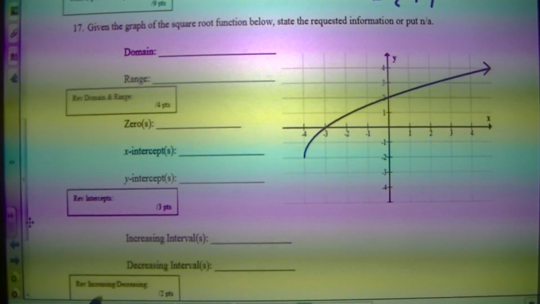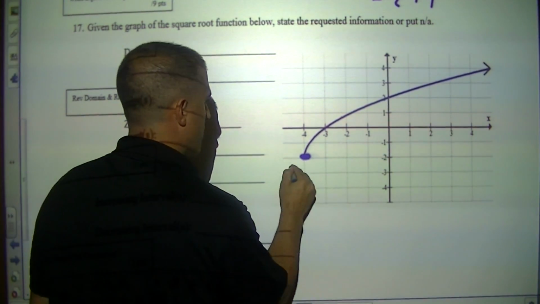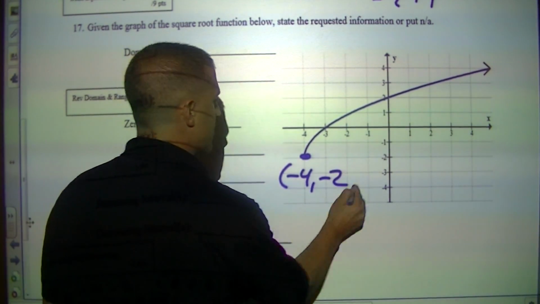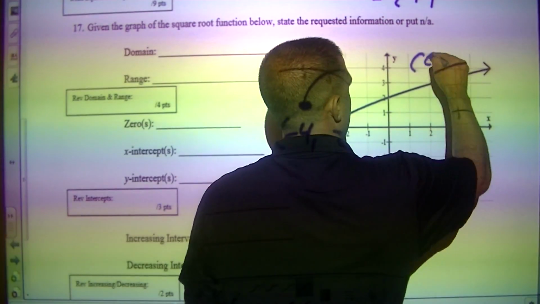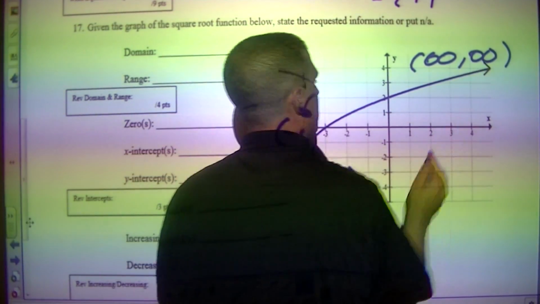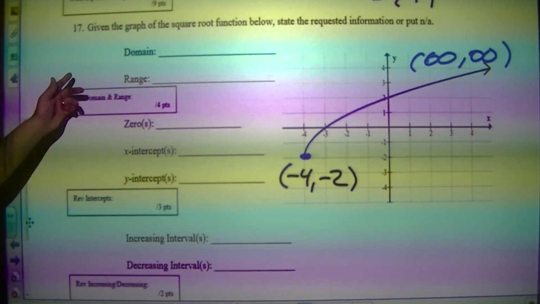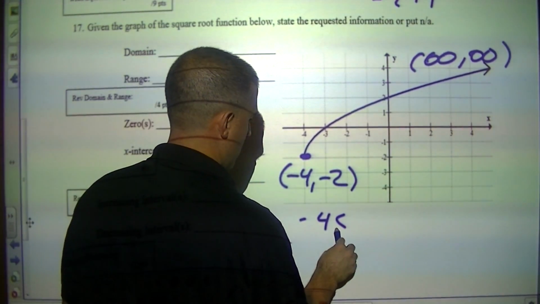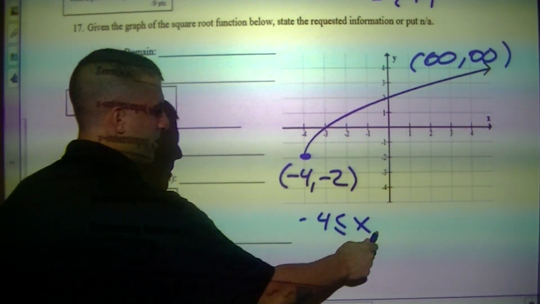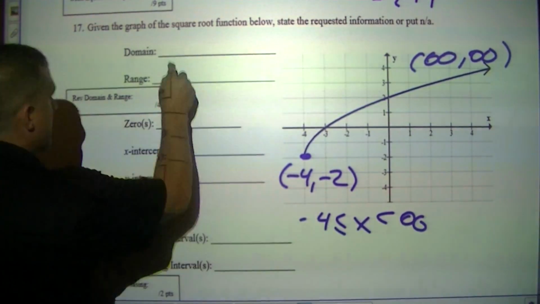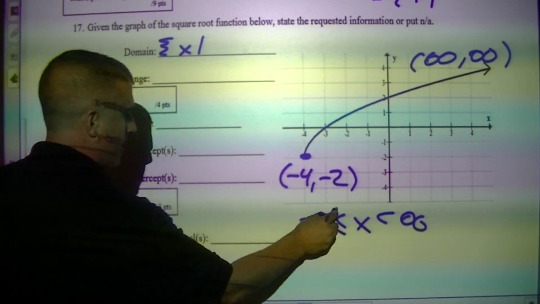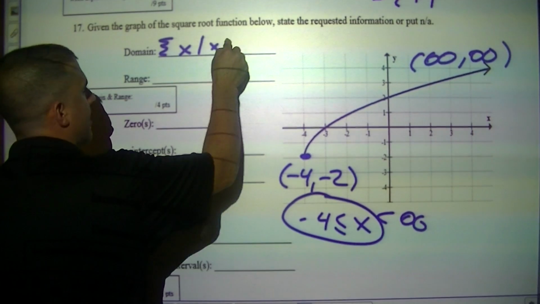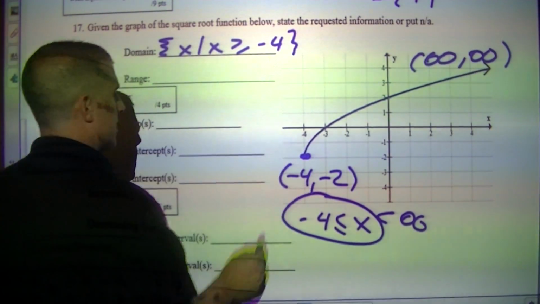A couple of the graphs. Once again, let's not forget what we learned: -4, -2. Label your anchor, label your arrow. So I should be able to do this. Domain: the smallest x is -4, I get that because it's an anchor point. The biggest one is that. So when I write the domain, it's x such that, I look at that thing, it's eating the x.